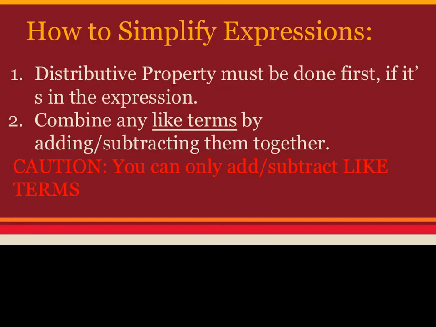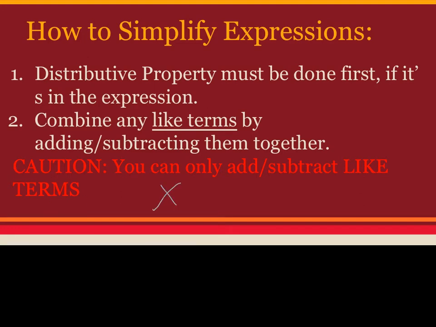To simplify an expression, we have to distribute first. So if there's any kind of distributive property in the problem, we need to take care of that first. Then what we're going to do is combine any like terms by adding or subtracting them together. Be very careful because you can only add and subtract like terms. If they're not like terms, you can't add them together.